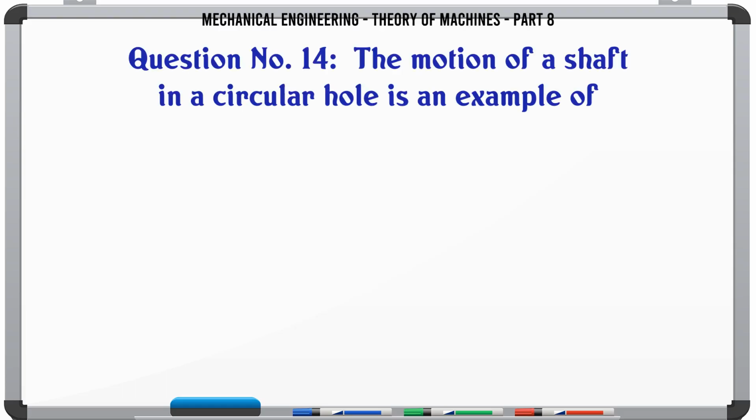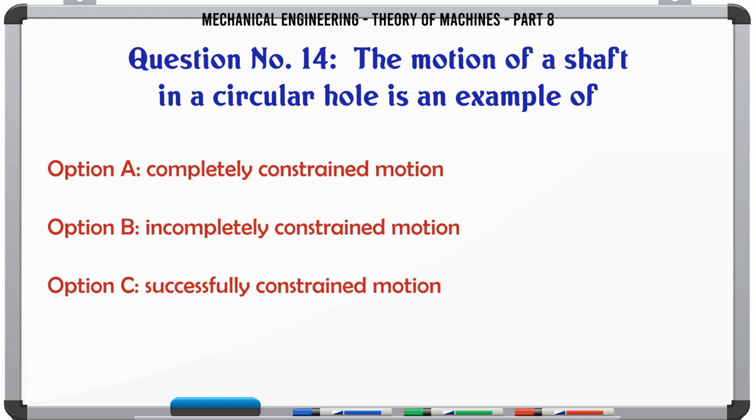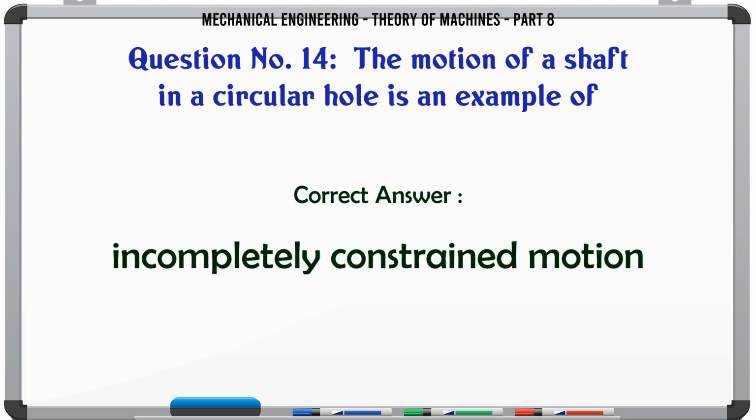The motion of a shaft in a circular hole is an example of: A. Completely constrained motion, B. Incompletely constrained motion, C. Successfully constrained motion, D. None of these. The correct answer is incompletely constrained motion.